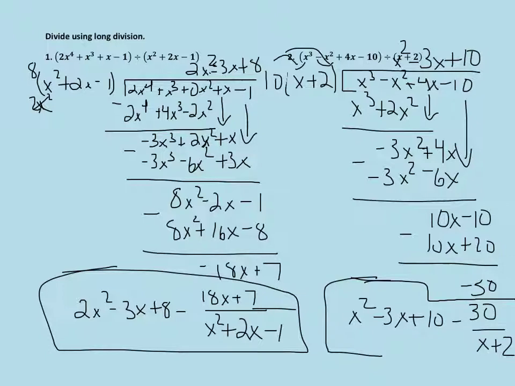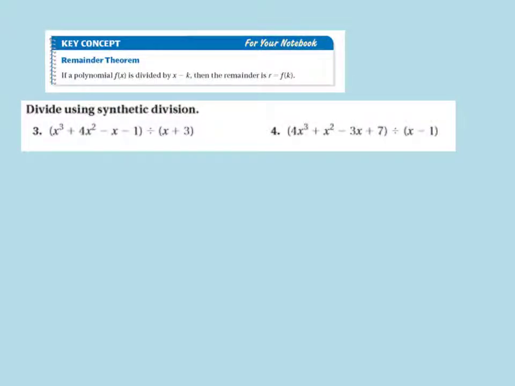There's your final answer. Okay? So there's long division. Remainder theorem: if a polynomial f of x is divided by x minus k, then the remainder is r equals f of k. Okay?